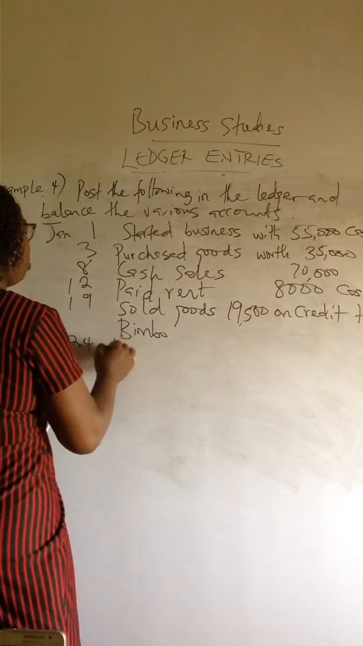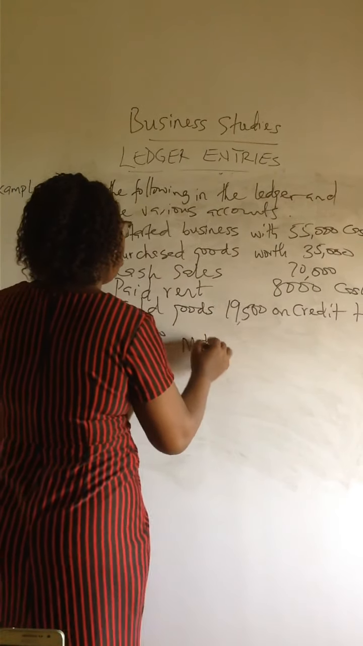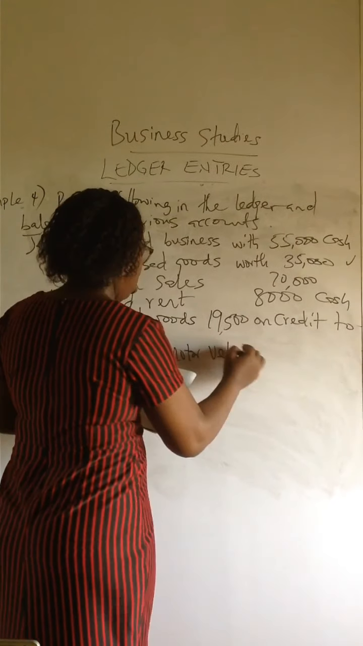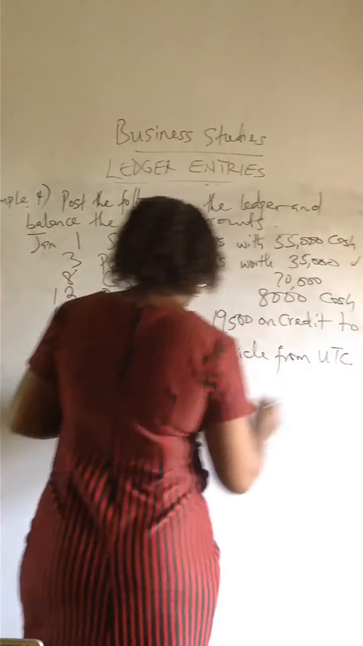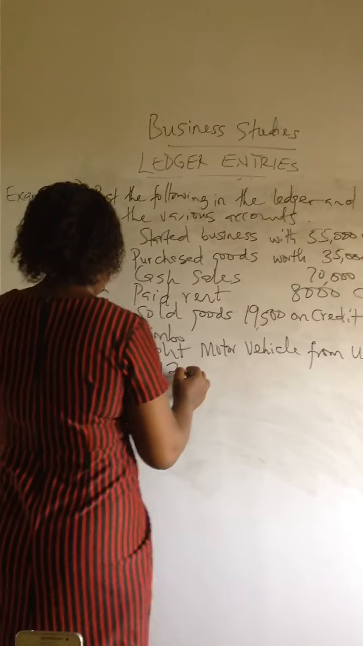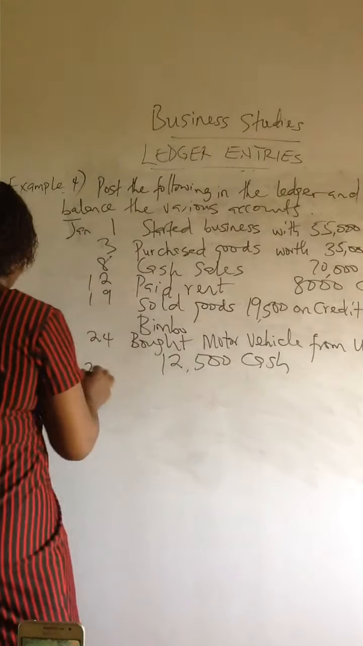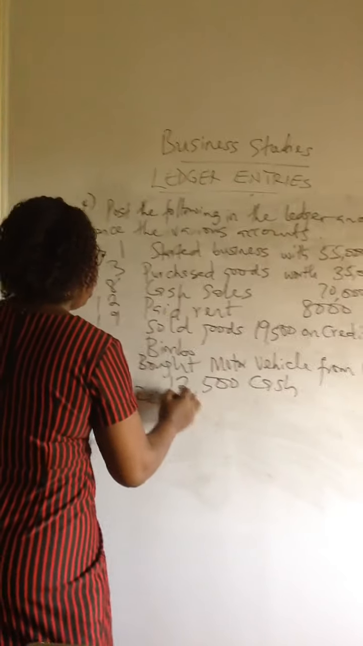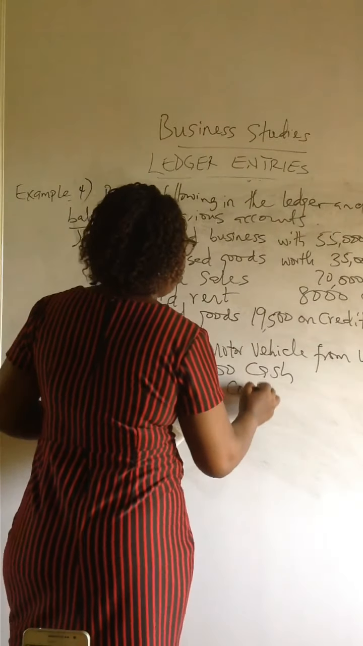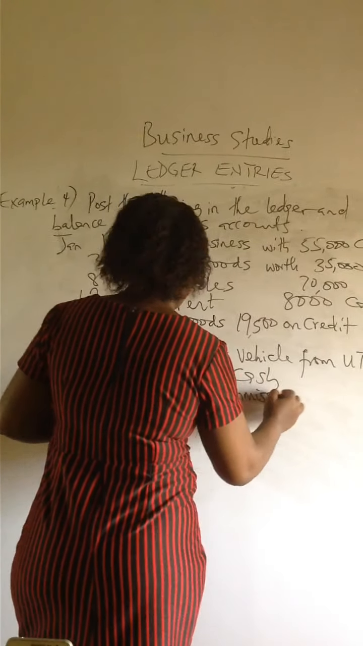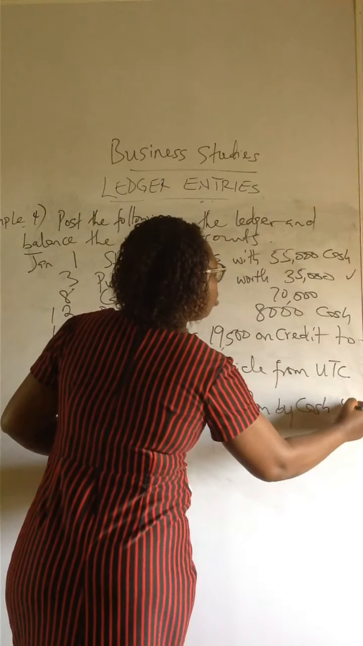On the 24th, bought motor vehicle from UTC 12,500 naira cash. On the 27th, received commission by cash 4,500.